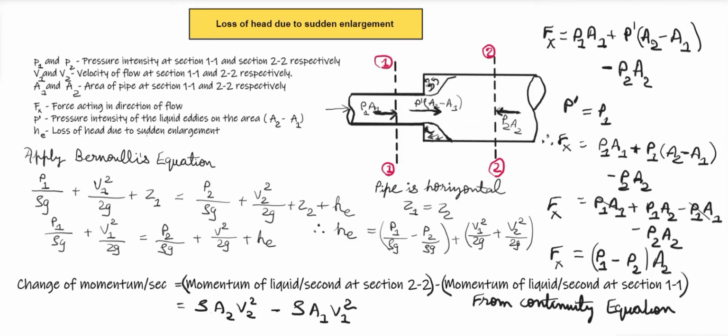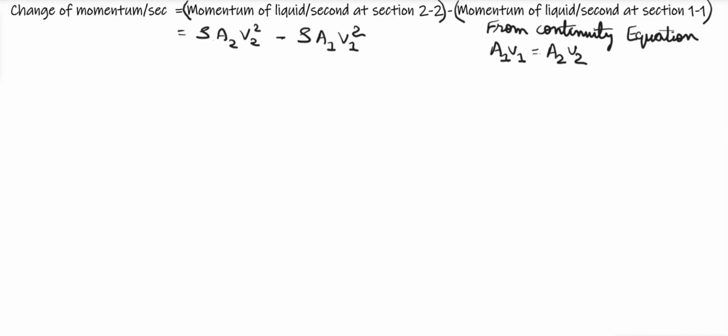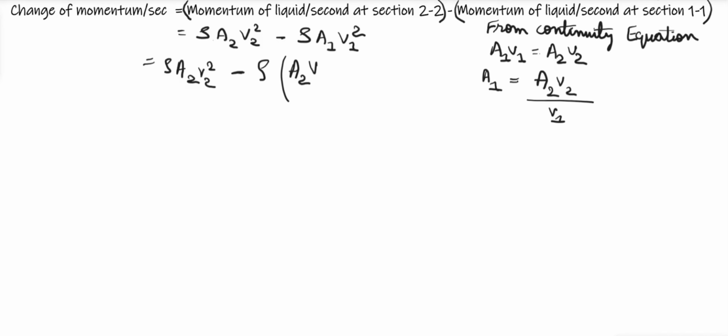Also, we know that the continuity equation gives us that A1 V1 is equal to A2 V2. Writing this, making A1 the subject, we get A1 is equal to A2 V2 upon V1. Now this value of A1 that we got, we will substitute in the change of momentum per second equation. This will be written as rho A2 V2 square minus rho into A2 V2 upon V1 into V1 square.